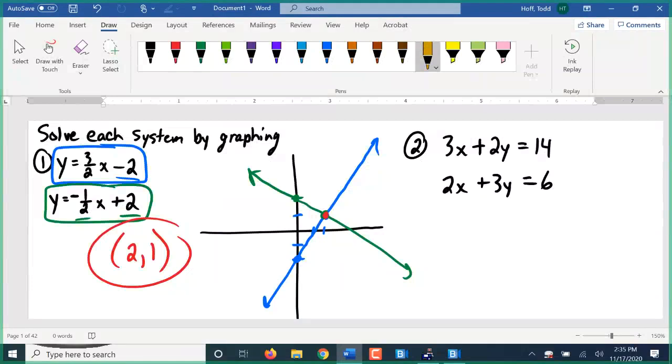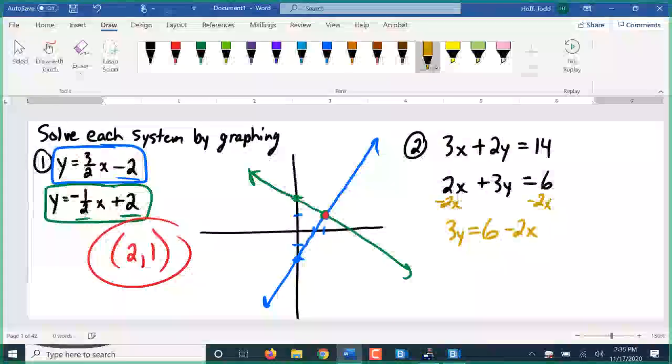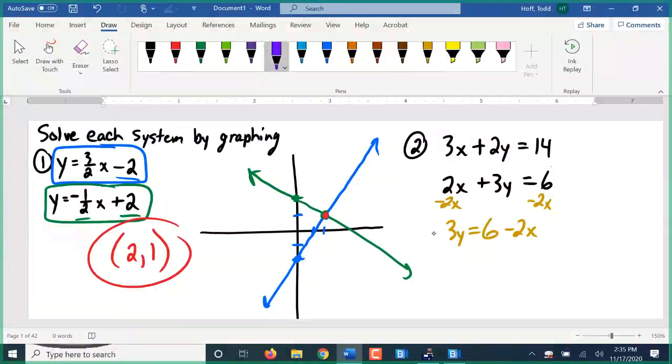Well, over here, we have to solve for y, so I'll do the bottom equation first. I'm going to subtract 2x, so I've got 3y equals 6 minus 2x. And we'll divide by 3. So dividing by 3 on the left side just cancels out the 3, leaving us with y. On the right side, we have to divide each term by 3. So 6 divided by 3 is 2.